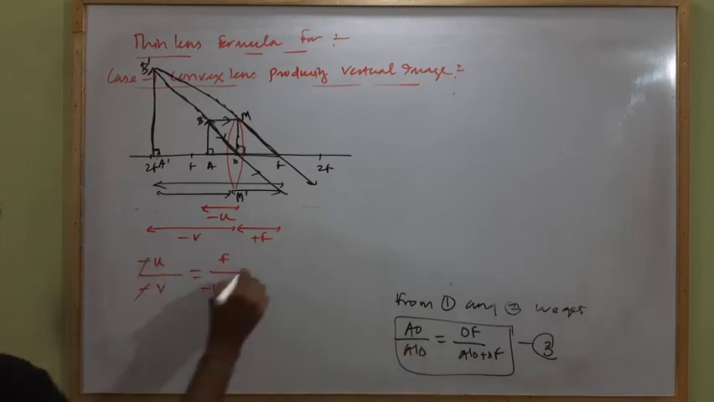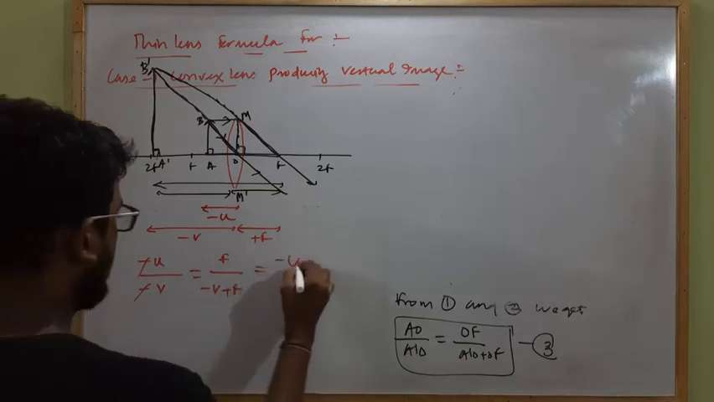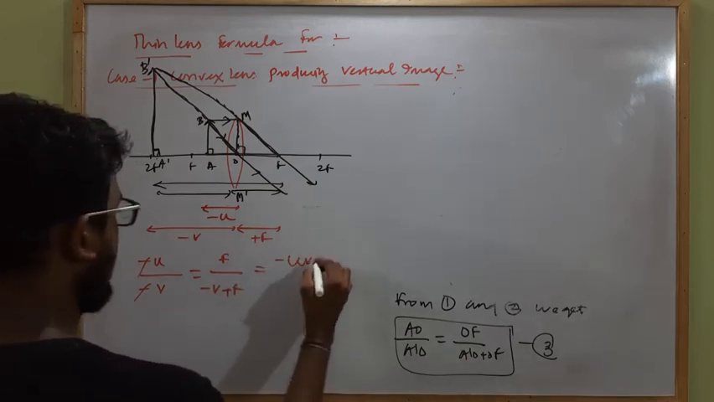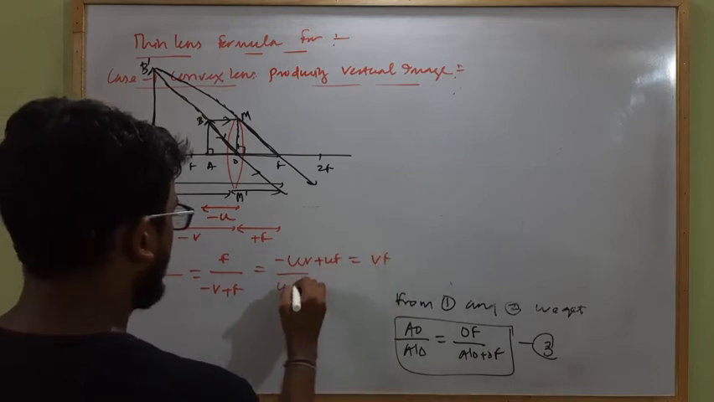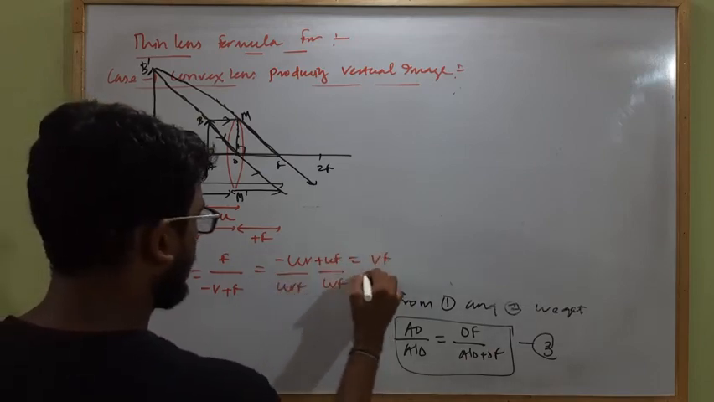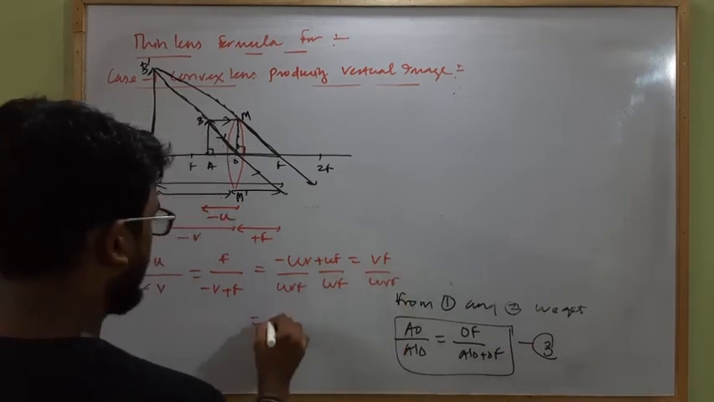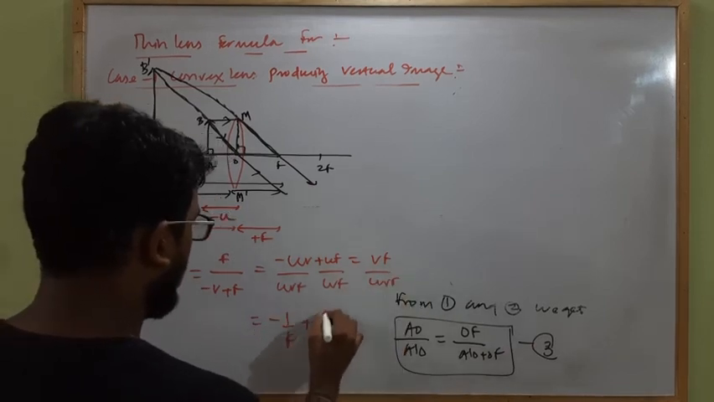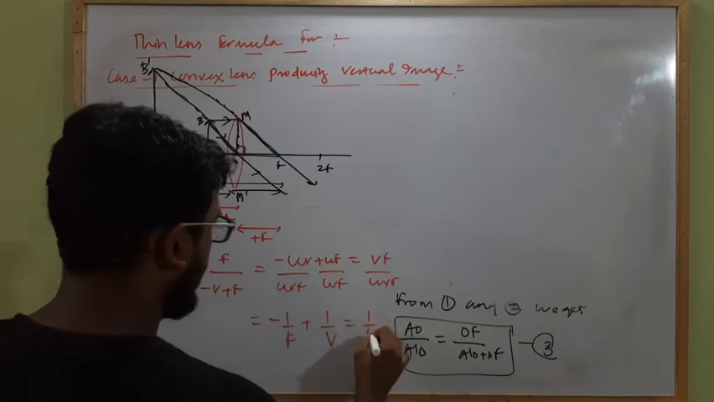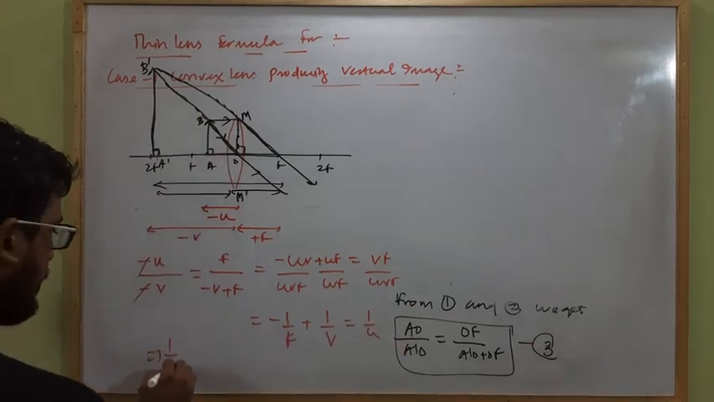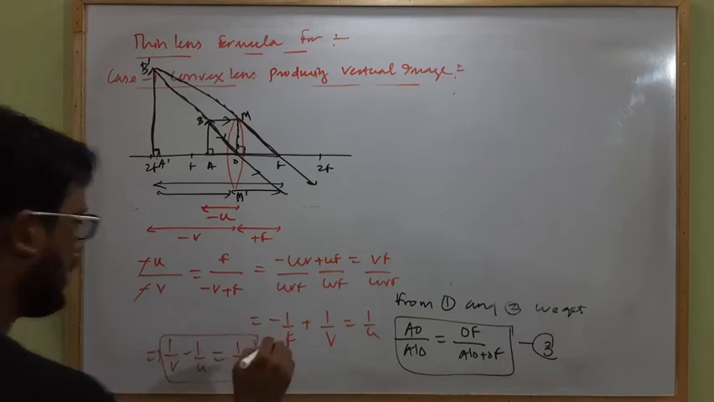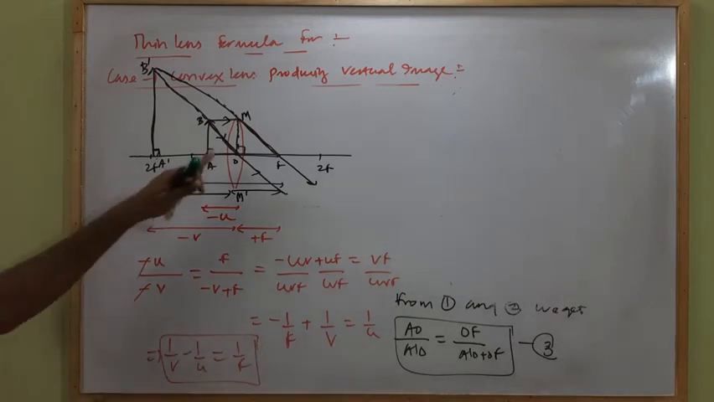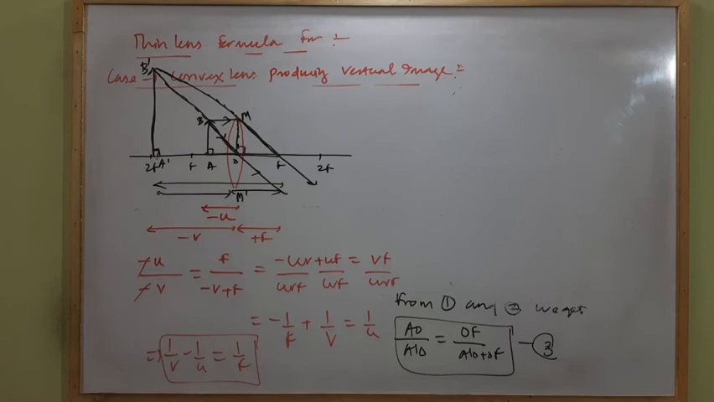So cross multiplying this we will get minus UV plus UF equal to VF. Dividing both sides by UVF, we will get minus 1 by F plus 1 by V equal to 1 by U. So this is 1 by V minus 1 by U equal to 1 by F. This is the required lens formula for a convex lens producing virtual image. Clear? This is the case 2.